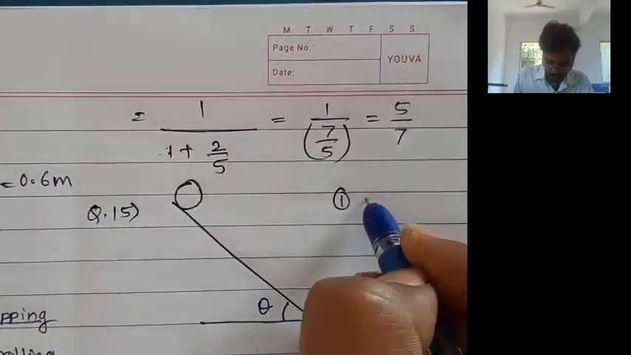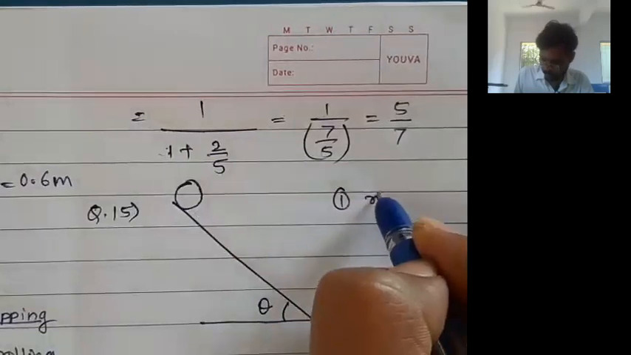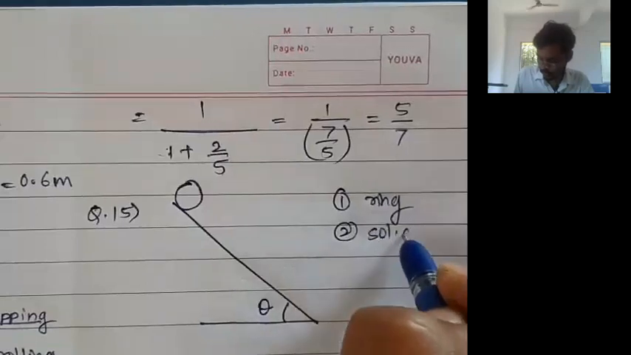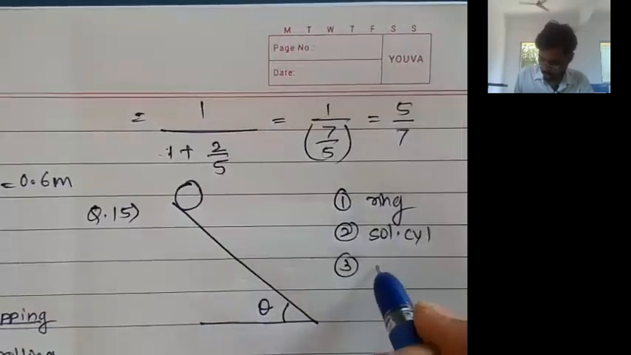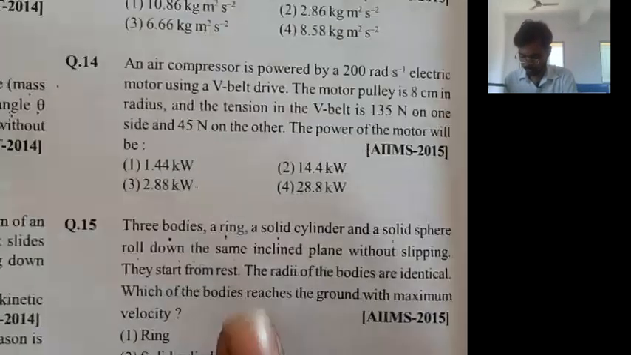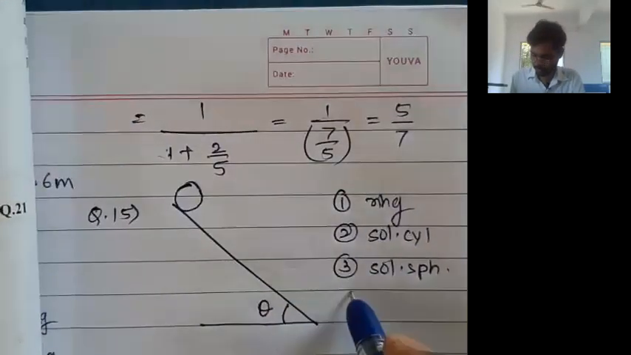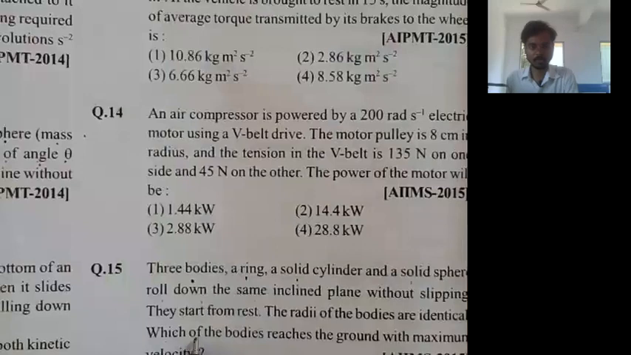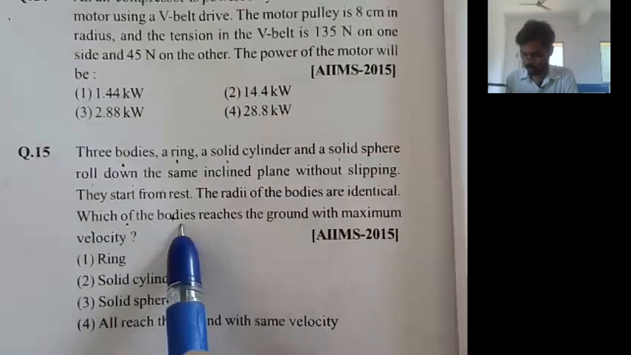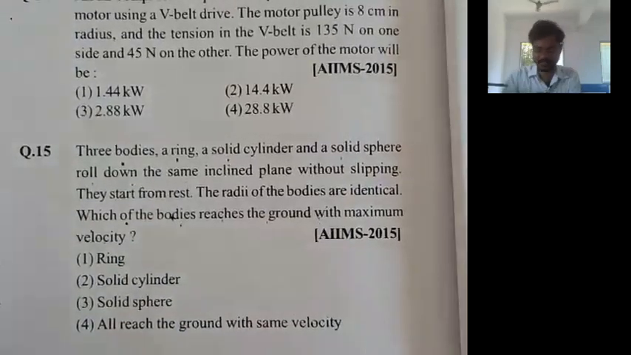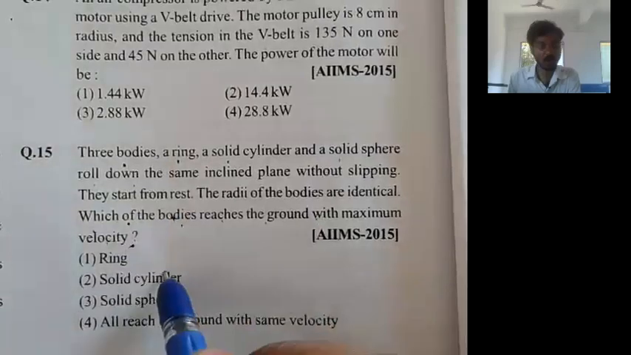First object is what? First object is the ring. Second object is the solid cylinder. And third object is the solid sphere. Okay, sir, fine. The radii of the bodies are identical. The radius of all is equal. Okay, given data extracted. Which of the bodies reach the ground with maximum velocity? Whose velocity at the bottom will be maximum? Ring, solid cylinder or solid sphere?